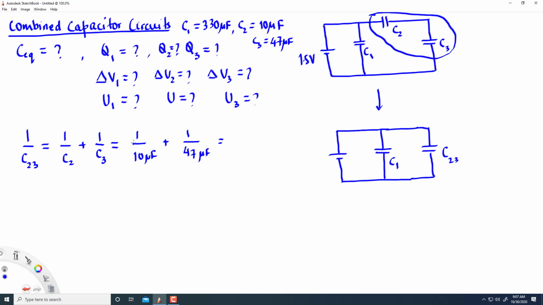So you can do the calculation. So in your calculator, you divide 1 by 10, and then 1 by 47, and then add those two numbers. So when you do the calculation on the right side, that would be 1 over C23. Okay, but we want to get C23, okay, not the reciprocal. So if you do the calculation, you get C23 to be equal to 8.25 microfarad. Okay, that's what you will get. So this C23 is 8.25 microfarad.